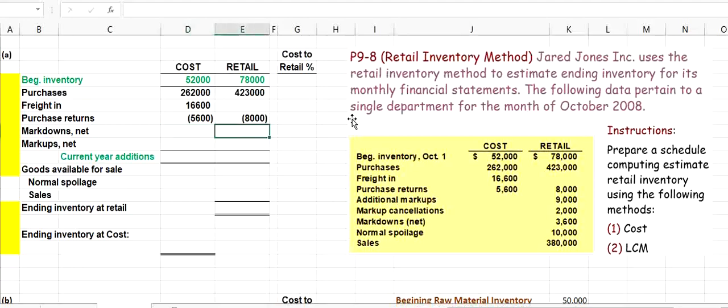Now markdown is something which shows the decrease in the price of the product. If the price of the product is going down, it does not have any role to play with the cost of the product. If the price is going up and down, cost remains the same. Whatever I have purchased at a cost will remain the same. So what is my markdown net?